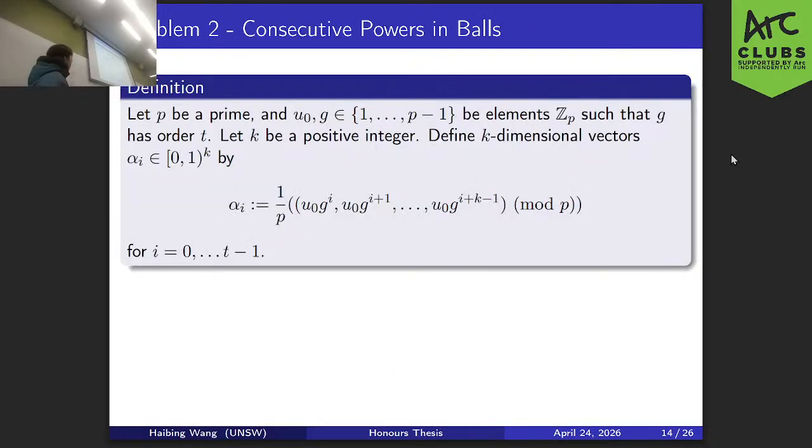Cool. Alright, so we'll move on to the second problem, which is looking at this but in more dimensions, and we're looking at them as consecutive powers. So we take u0, u1 and so on to be a sequence of consecutive powers. And then what we can do is if we take a dimension k, we can group consecutive k-tuples of these and consider them as points in a k-dimensional space.